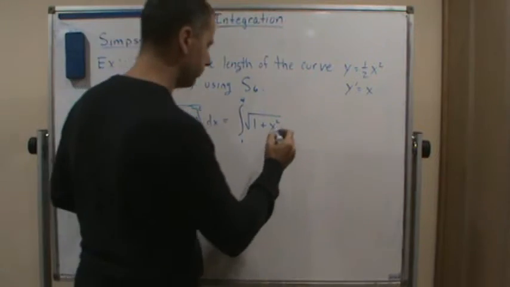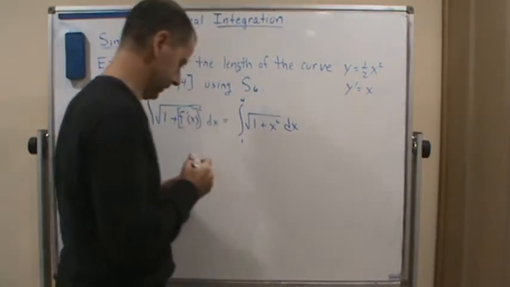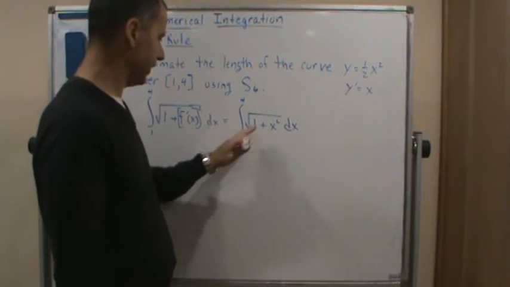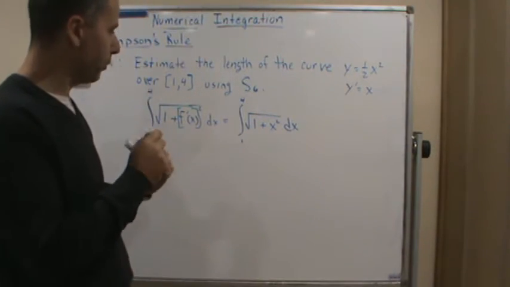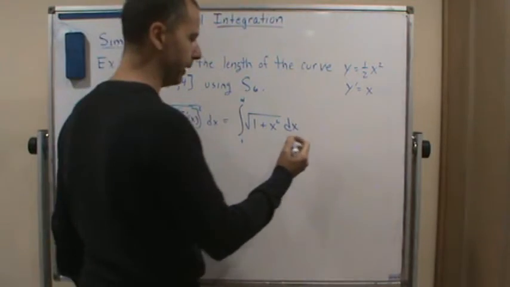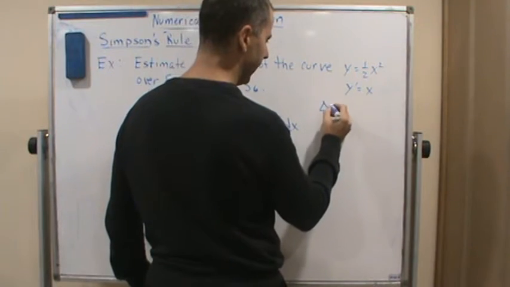dx. And so now, this is the function we have to integrate. So now we're going to use S6 to approximate this. Let's first start by finding our delta x.